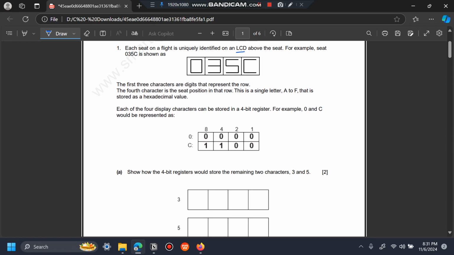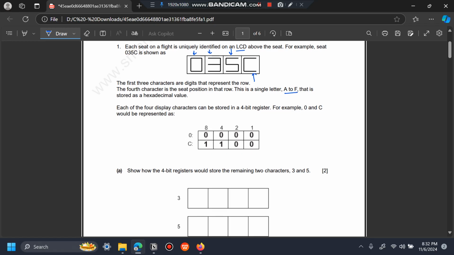The first 3 characters tell the row number. 35 is the row number. The 4th character is the seat position in the row. So here they have used a letter from A to F, which is a hexadecimal value. So each of the 4 display characters can be stored in a bit register. For example, 0 and C will be represented as 000 1100.